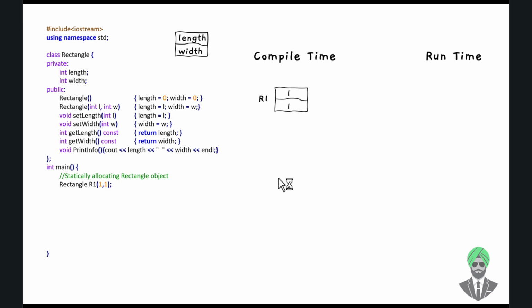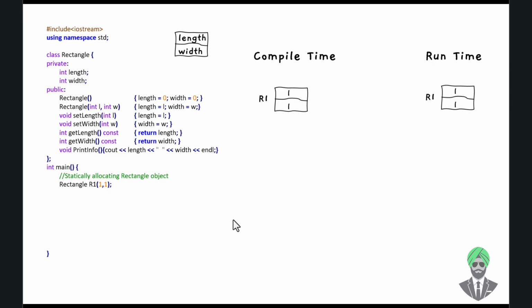There's going to be the object R1. It has two fields, length and width, both assigned as 1 each. Length is 1 and width is 1. At runtime, it'll still be the same: R1, and it has length and width of 1 each. So R1 will be represented the same whether it's compile time or runtime.